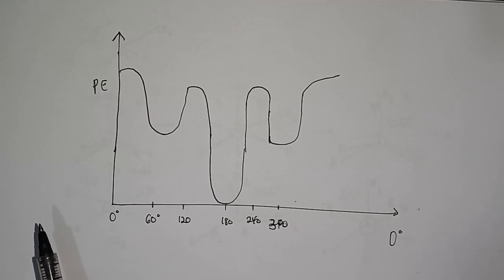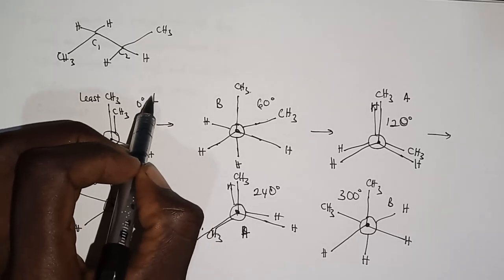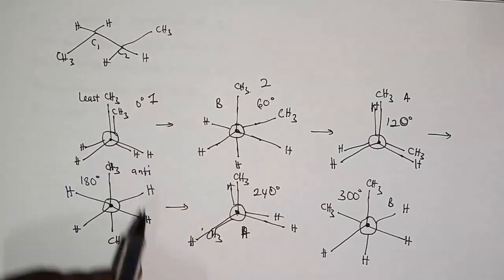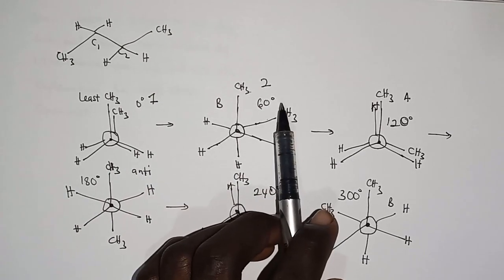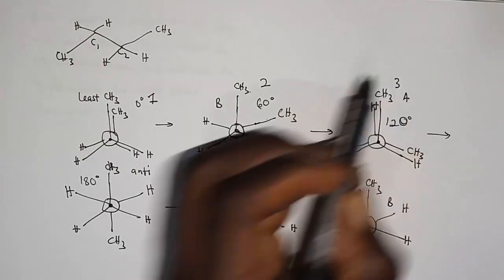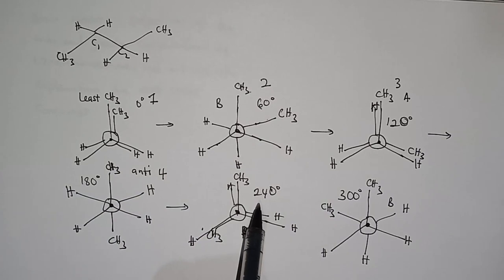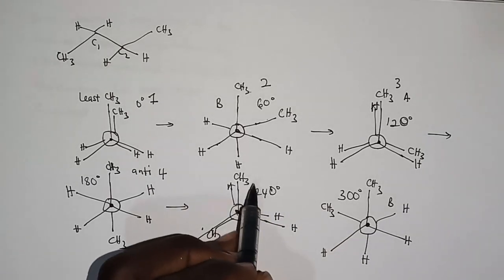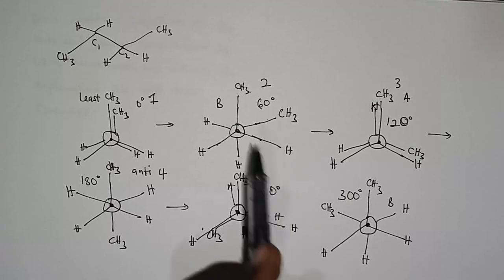Remember that we said the least stable conformer was the first one. Let's number the conformers so that we understand which one is which. The 0 degrees is 1, 60 degrees is 2, then 120 degrees is 3, and 180 degrees is 4. But remember that the 240 degrees is the same as the 120 degrees, so that one is also 3. And the 60 degrees is the same as the 300 degrees, and therefore this one too is 2.